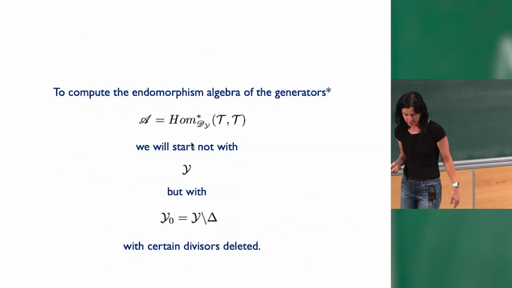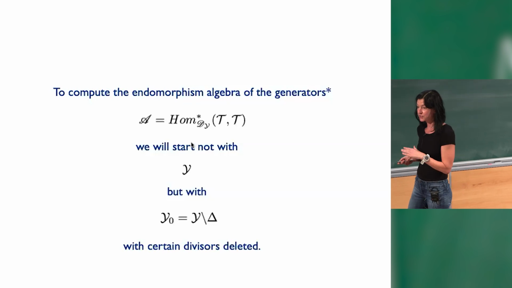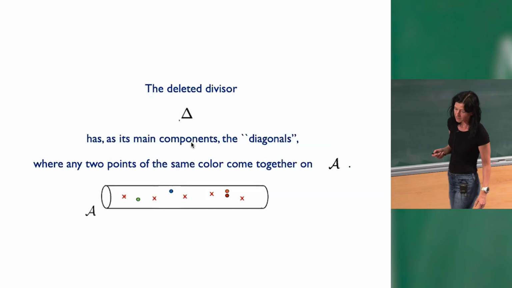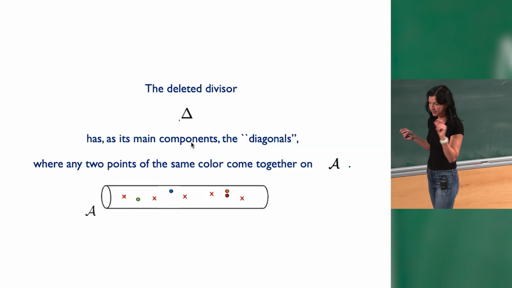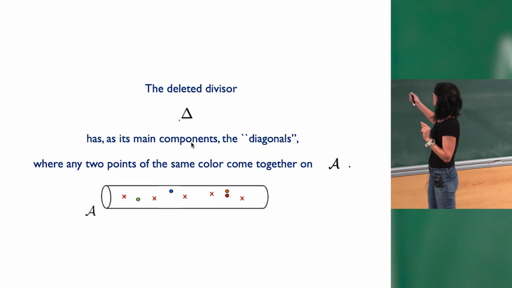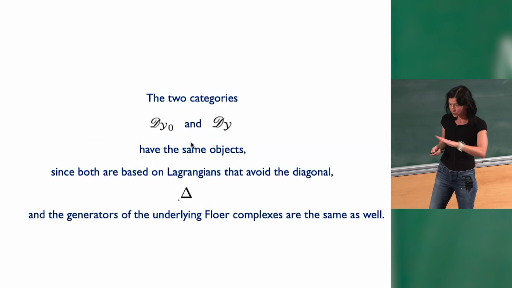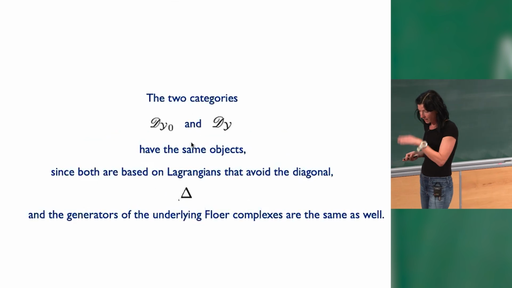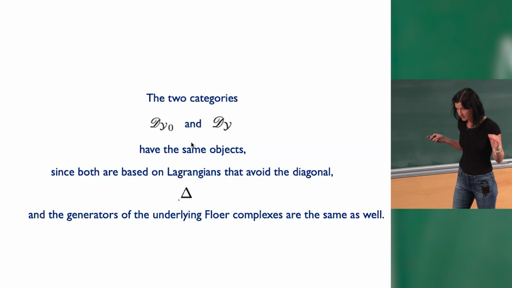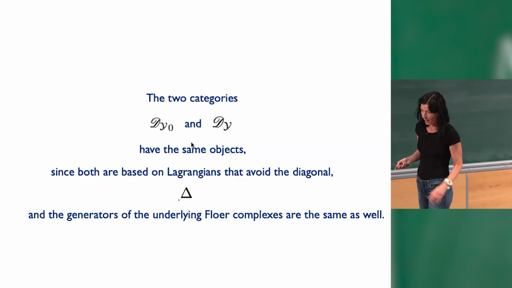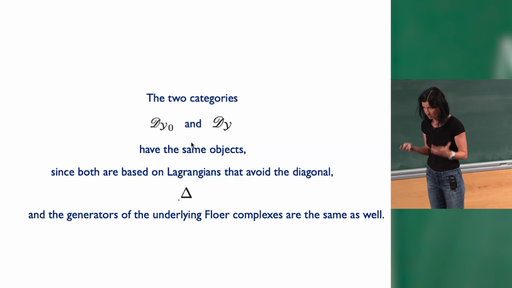So to compute the endomorphism algebra, we'll start not with the space we want, but with a space with certain divisors deleted. The deleted divisor has as its main components the diagonals, where any two points of the same color come together on the base. Now the two categories, one with and one without the divisor deleted, have the same objects because they're both based on Lagrangians that avoid the diagonal. And correspondingly, the generators of Floer complexes will be the same as well. What changes is the algebra.